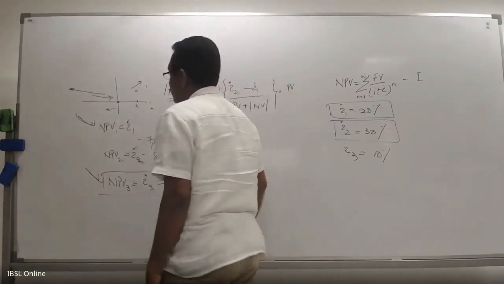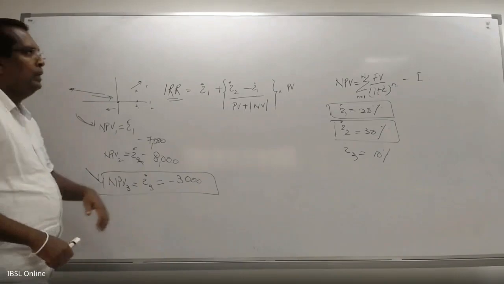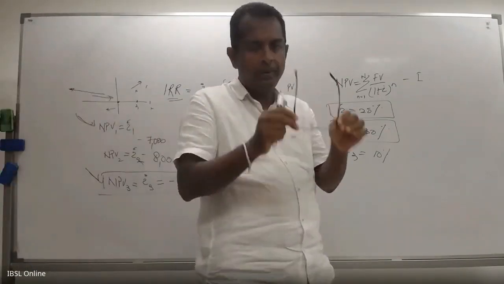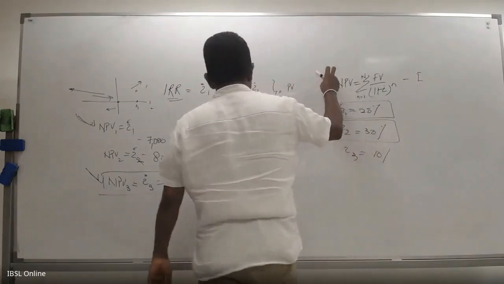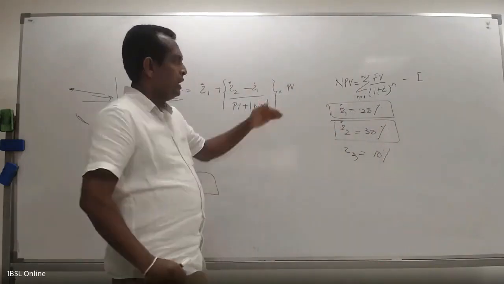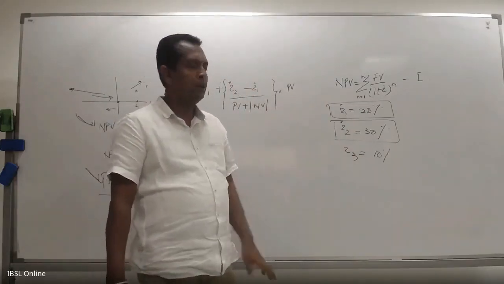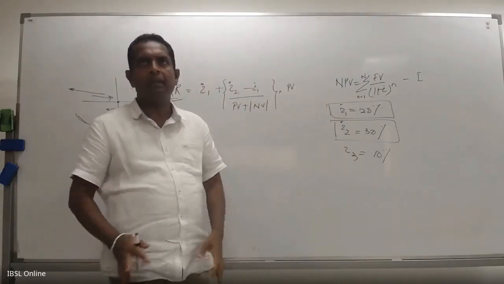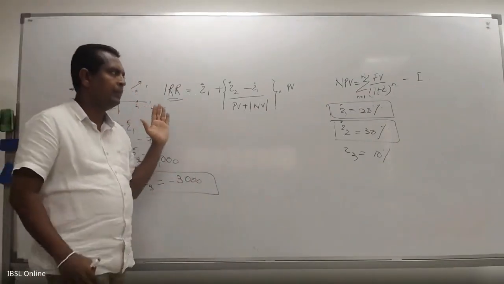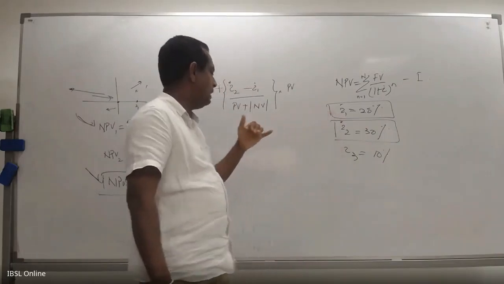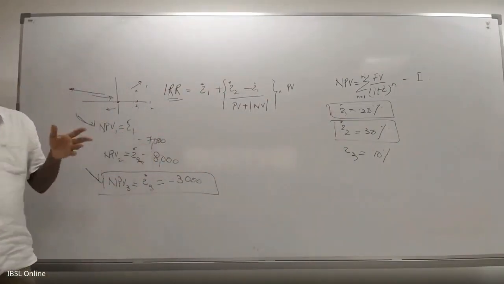Now the board is in full screen. What you do, first you have the NPV value here, net present value. You take a guessed rate, a discounting rate, 20% or 15% or 30%, whatever you feel good with. You can find out the NPV. If you are lucky, you will get 7,000 or a positive figure.